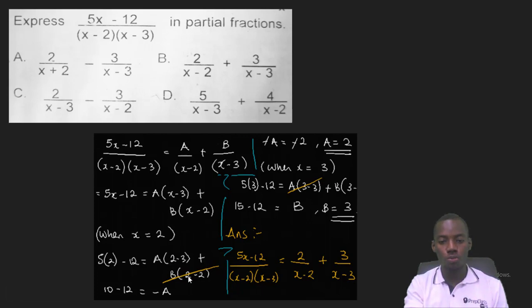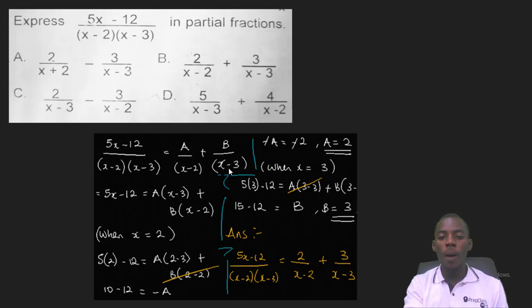Instead of x, plus 2 minus 2. 2 minus 2 is 0. That's 0 times B, cancelled. That's 0, because 0 multiplied by anything is 0. So I'm left with 5 times 2 is 10 minus 12 equals 2 minus 3 is minus A. And that will become minus A equals minus 2, because 10 minus 12 is minus 2. Minus A equals minus 2. A equals 2.